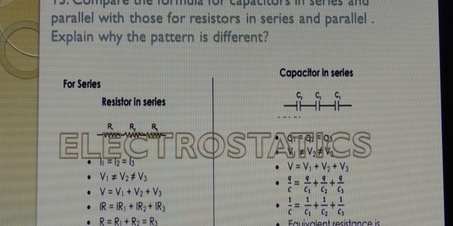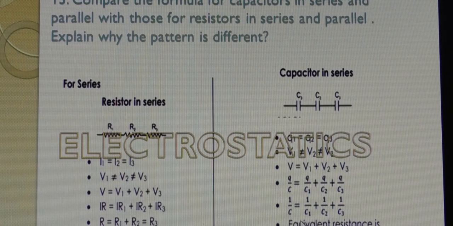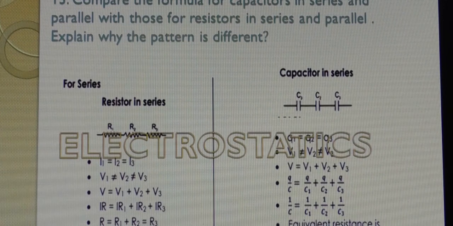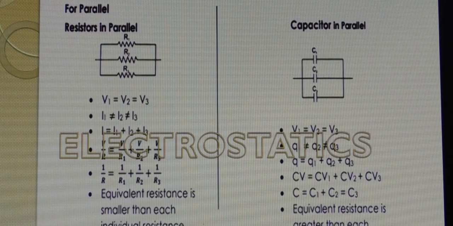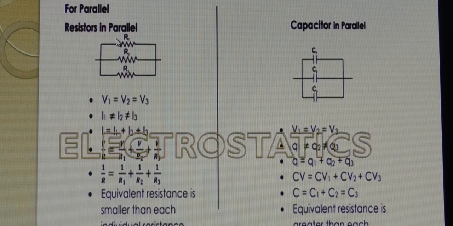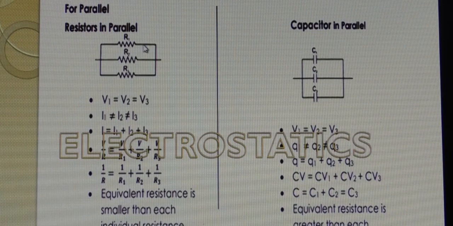For resistors in series combination, we get the equivalent resistance as, and for capacitors in series, we get the equivalent capacitance as given by this relation. Okay, now we come to the parallel combination. When R1, R2, R3 are connected in parallel, then what happens? All the positive terminals are connected with the positive terminal of the battery, and all the negative terminals of R1, R2, R3 are connected with the negative terminal of the battery.